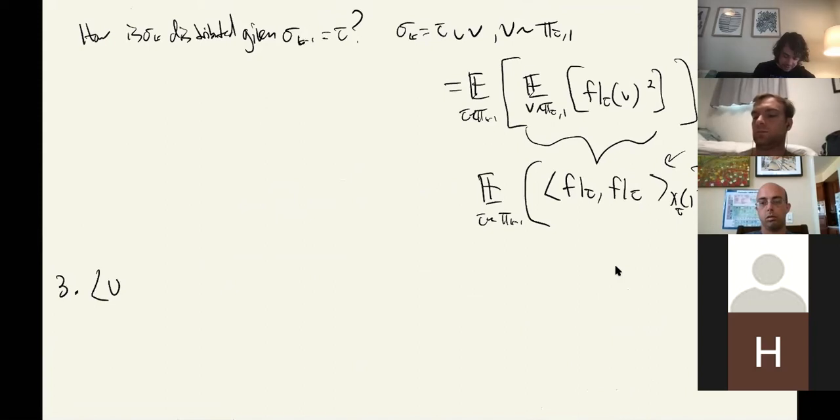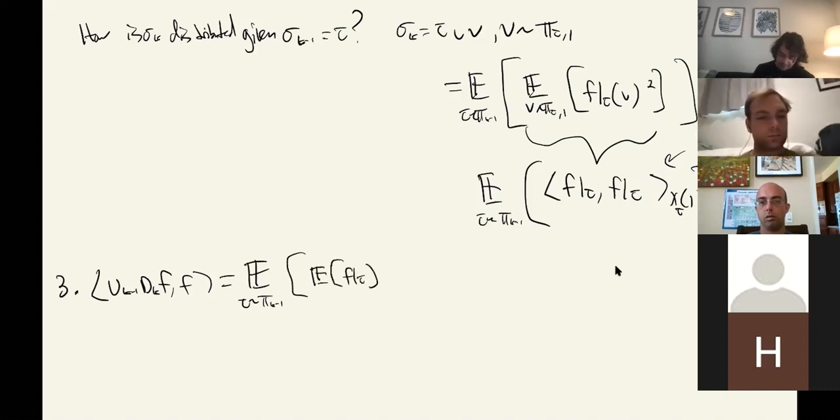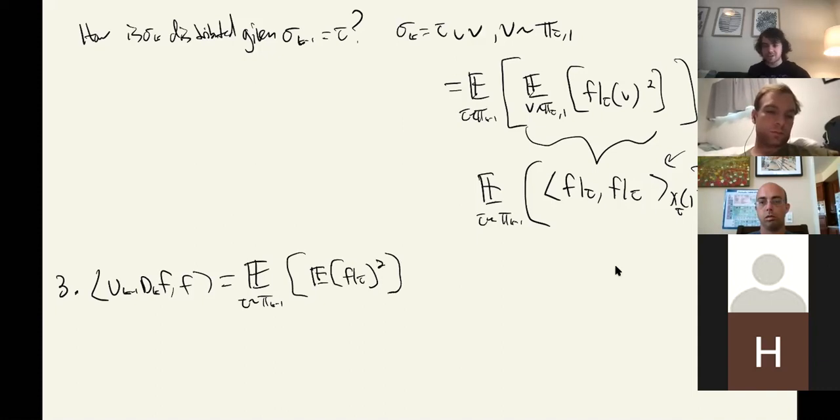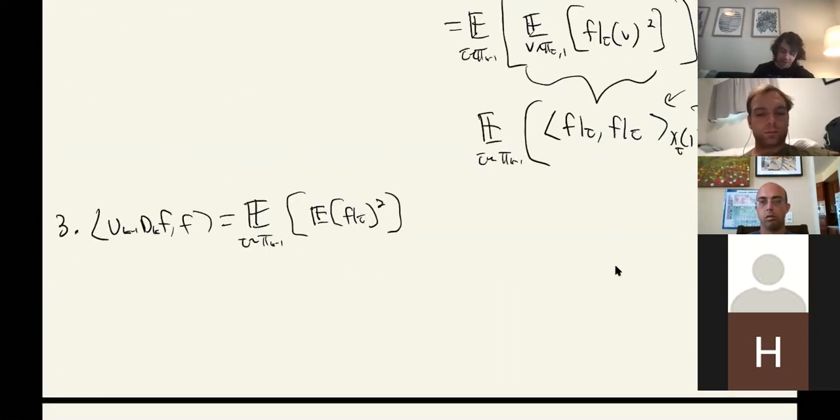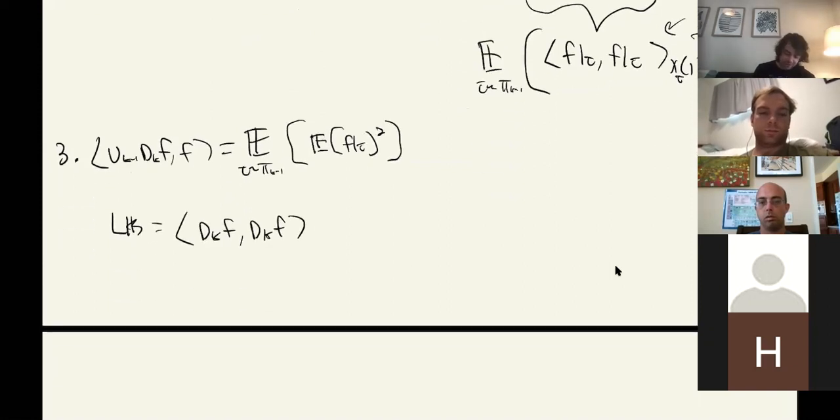So the third statement is that the inner product of U_{k-1} D_k f with f is equal to what? It's equal to the expectation over tau drawn from pi k-1 of the expectation of f restricted to tau, squared. And this one will actually be a little bit easier, only because we've already done the hard work on this one. In particular, it's basically going to follow from the adjointness of U and D. Right, so in particular, because U and D are adjoints, the left-hand side is equal to the norm of D_k f. And let's just expand this out.